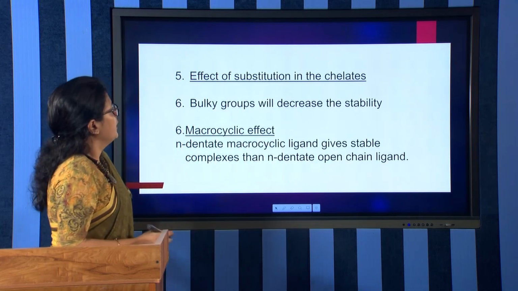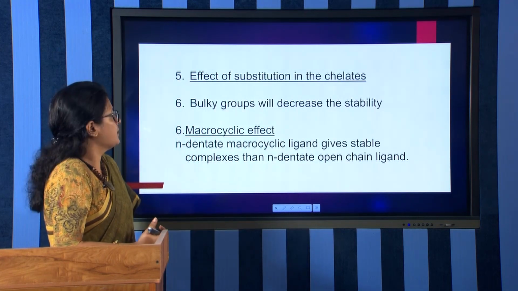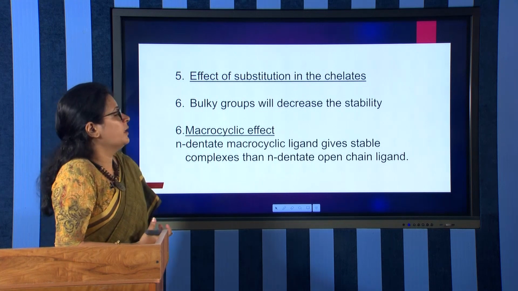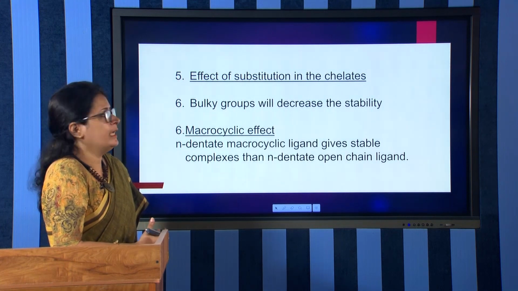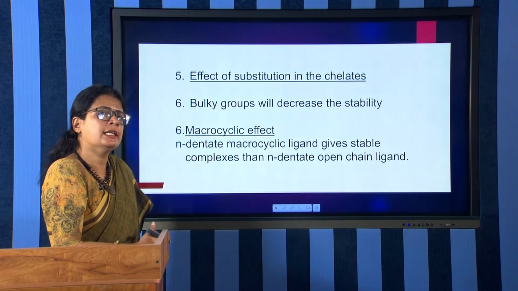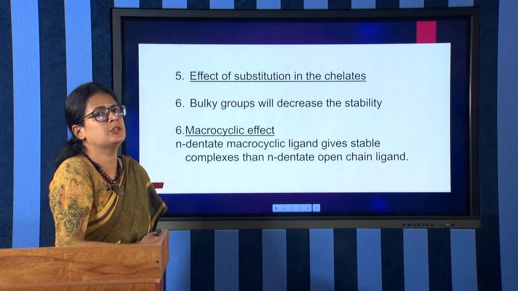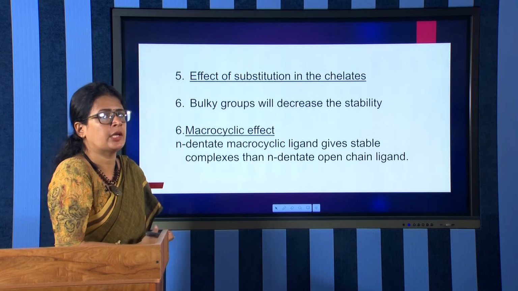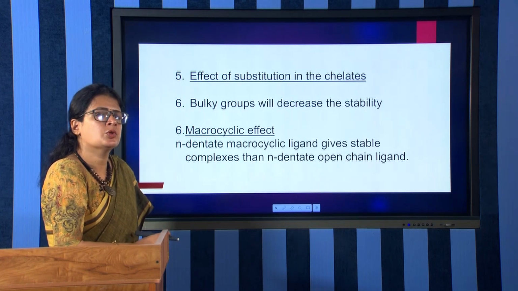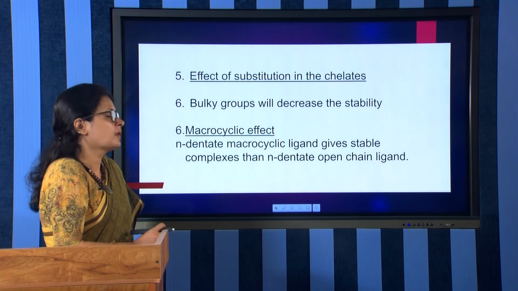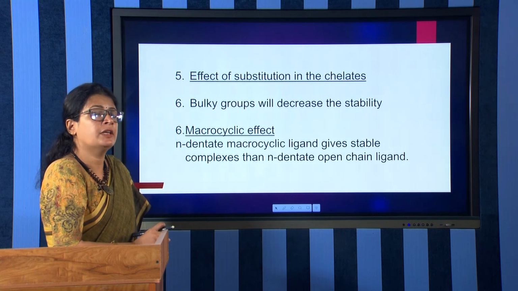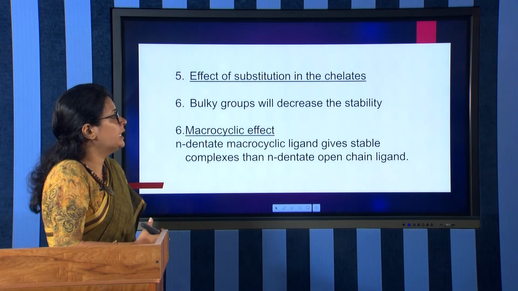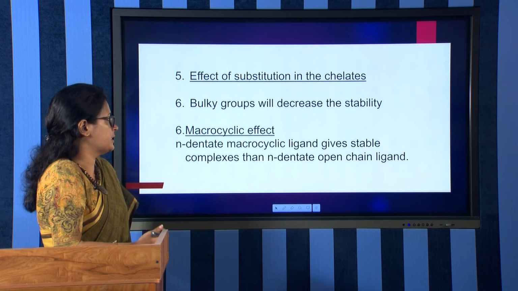And now, fifth factor is the effect of substitution in the ligands. The substitution in the chelating ligand will decrease the stability of the complex. If the substitution increases, there will be steric strain. So, the effect of substitution on the chelate is a very important determining factor in the stability of complexes. That is, bulky groups will decrease the stability.